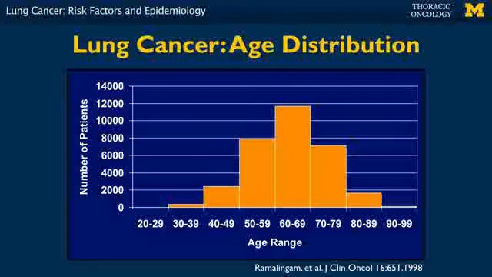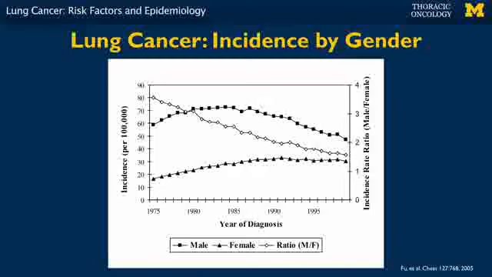We see that there is a gradual increase up to about age 70 and then a slight decline in the incidence of lung cancer. On this slide, we see the incidence of lung cancer by gender, with males being the top row of filled-in squares and females being the bottom line of filled-in diamonds. We see that the incidence of lung cancer in men has been falling since about 1985, while the incidence in women had been gradually rising and has now plateaued and just begun to decline.